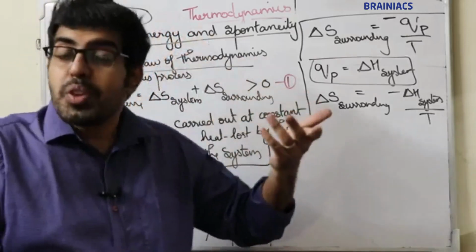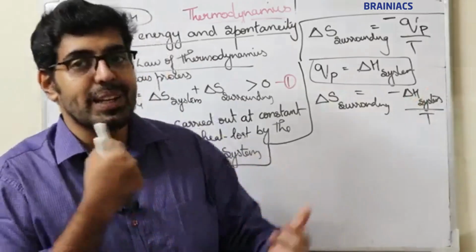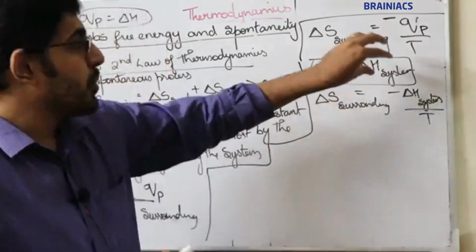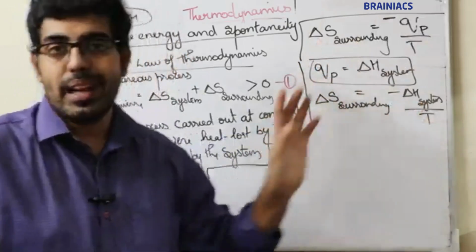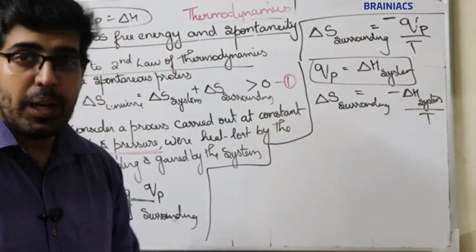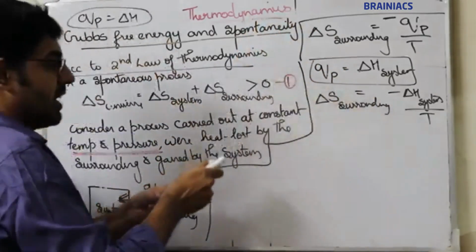So enthalpy of system increases, so QP will be equal to delta H system, because system is accepting that energy. Now substituting the value of QP in this equation, delta S surrounding is equal to minus delta H system by T. I think it's clear till here. Now substituting the value of delta S surrounding in equation 1.